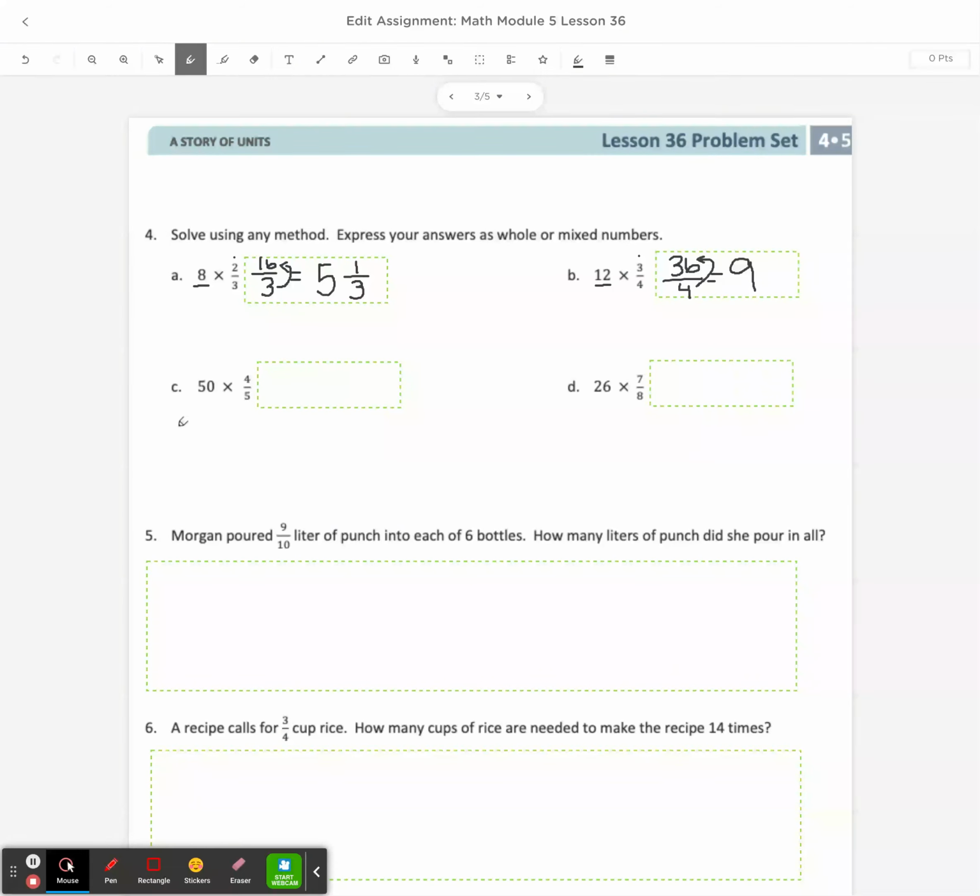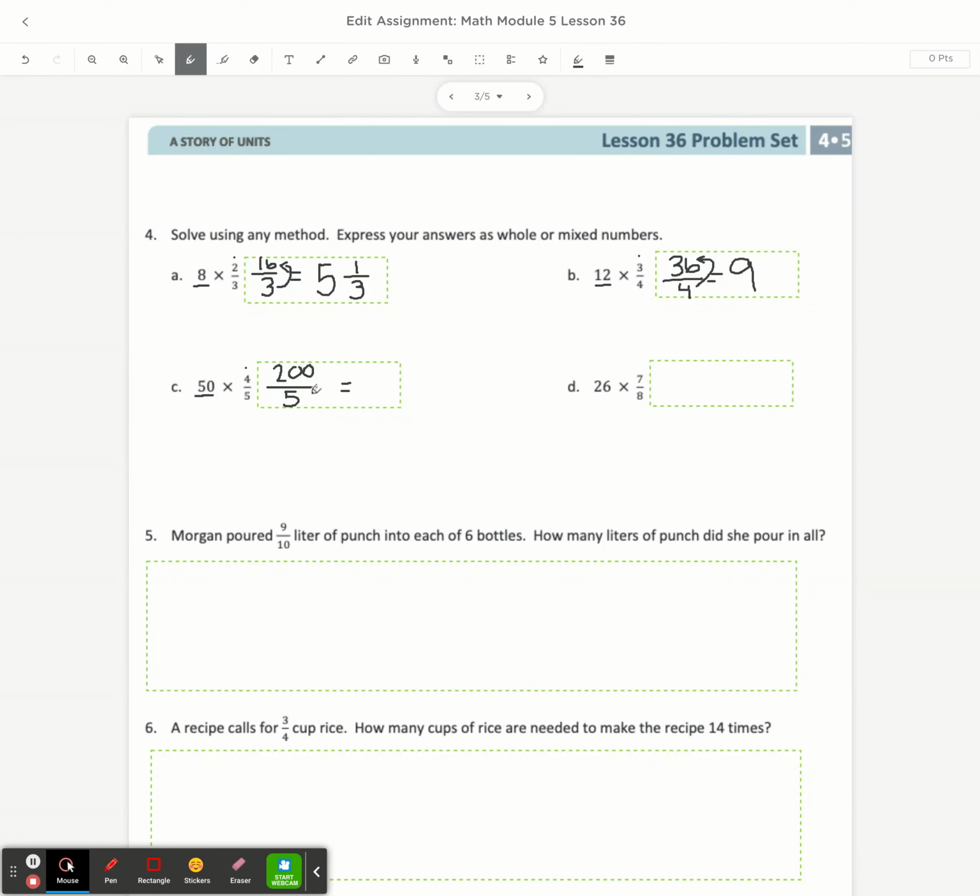And now let's move on to part C. We have 50 times 4/5. So I'm going to start off by multiplying my whole number times my numerator. So 50 times 4, which is equal to 200. And again, I'm keeping my denominator the same, so 200/5. And now I have to change my improper fraction to a mixed number.